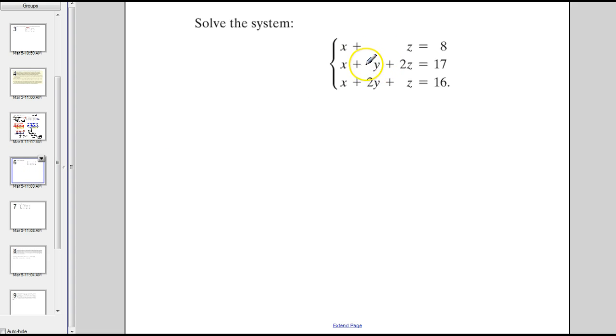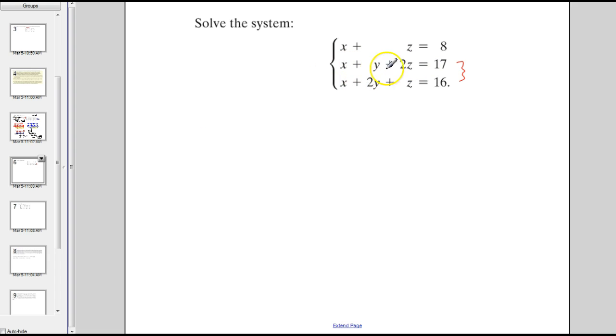Our first goal would be to eliminate one variable in two different pairs of equations. Well, y has already been eliminated here, so I'm just going to pick these two and eliminate y. The way I'm going to do that is to take this middle equation and multiply through by negative 2 to get y to be eliminated.